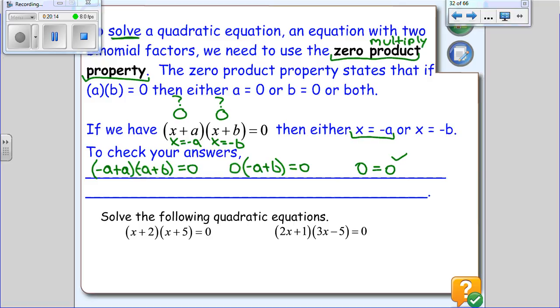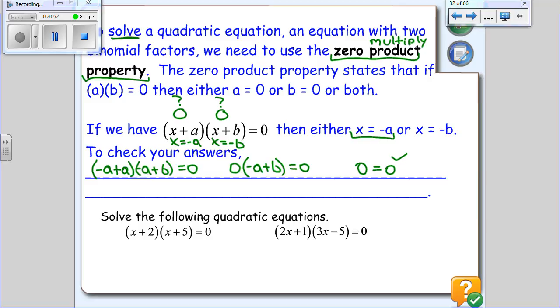All right, let's try with numbers, because that sometimes helps. We got 2 questions. We're going to do the first one right now. So I have x plus 2 times x plus 5 equals 0. The only way I can get something to equal 0 is if it's 0 times something. So I need to somehow change these things so that they would end up equaling 0. What value of x would make this first thing equal 0? Negative 2. Right? Negative 2 plus 2 would equal 0. You always want this to be the opposite of that thing.